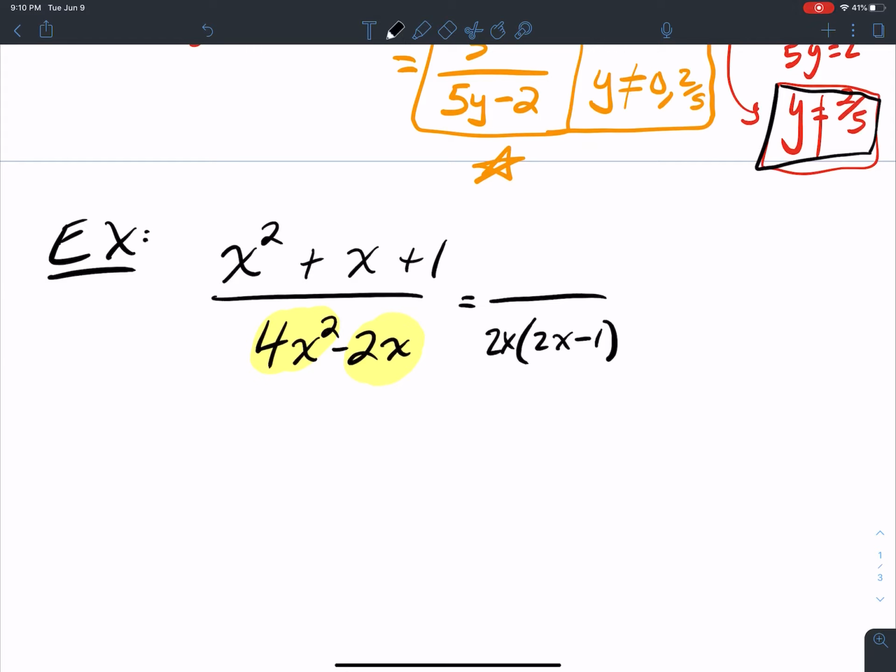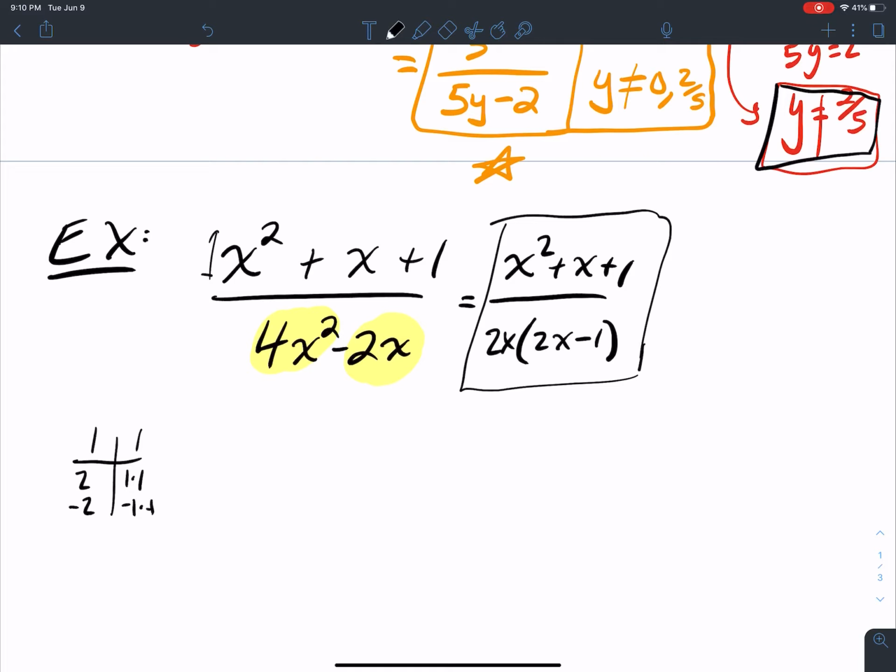Okay, what about this top here? AC method might help me. Let me see. If I do the AC method, I want it to multiply to 1 and add to 1. Ooh, 1 times 1 gets me 1, but 1 plus 1 gets me 2. -1 times -1 gets me 1, but -1 plus -1 gets me -2. Huh, that's weird. So it's impossible to factor the numerator. So the numerator is x squared plus x plus 1. And since we don't see that factor down low, then we can't do anything to simplify this anymore. Okay, so this is simplified as much as you can do.